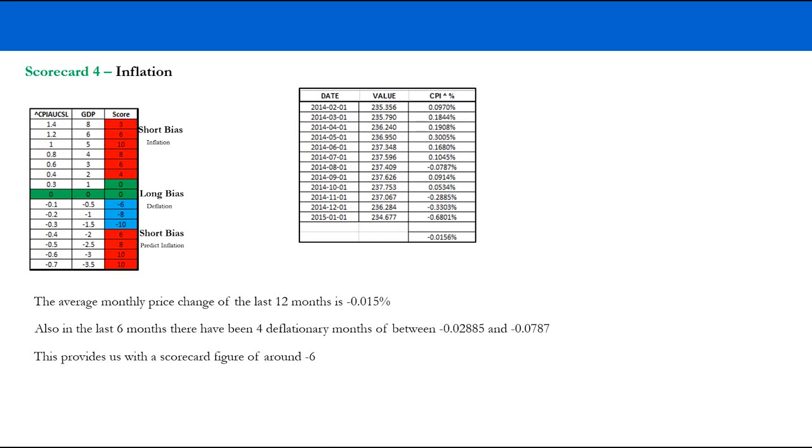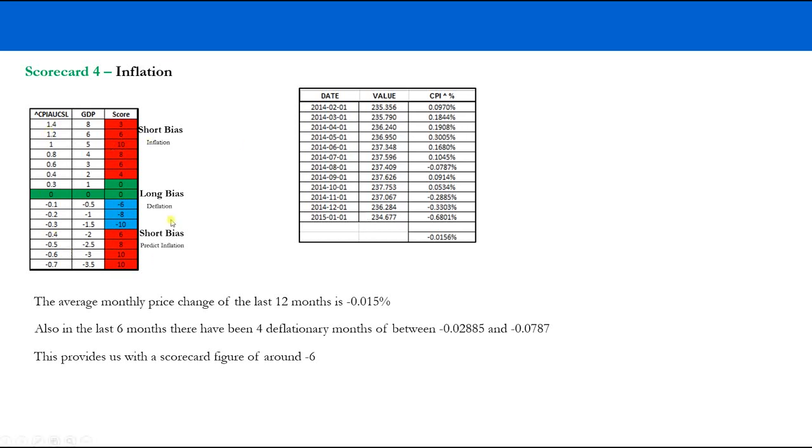If we look at the last 12 months and take an average, so we take a similar approach to previous analysis, we just work out the average level. We can see that in the last 12 months, the average monthly price change in CPI has actually been negative, which is not surprising, seeing as oil prices have been hit so hard in the last 7 months. Also in the last 6 months, there have been 4 deflationary months of between minus 0.02885% and minus 0.0787%, which is quite a high magnitude of deflation.